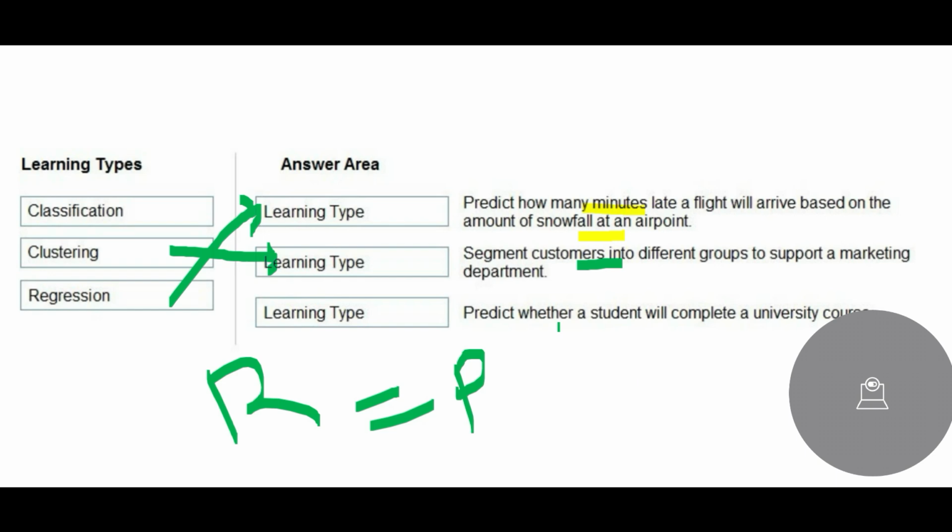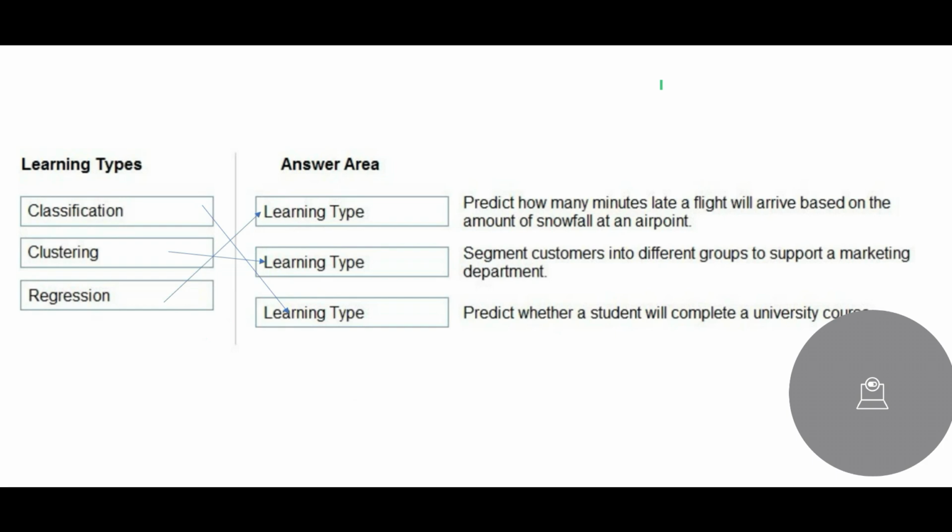Now the third one is where we want to predict whether a student will complete a university course or not. So basically you are classifying which students will complete or will not complete. You are classifying these students. Some may be high performance students, getting more than 95% or a GPA of 9 or 10 out of 10. We know that these guys will definitely clear and complete the university courses. But people who are scoring 4 or 5, there may be problems there. So first thing is classify it. So this is our final answer.